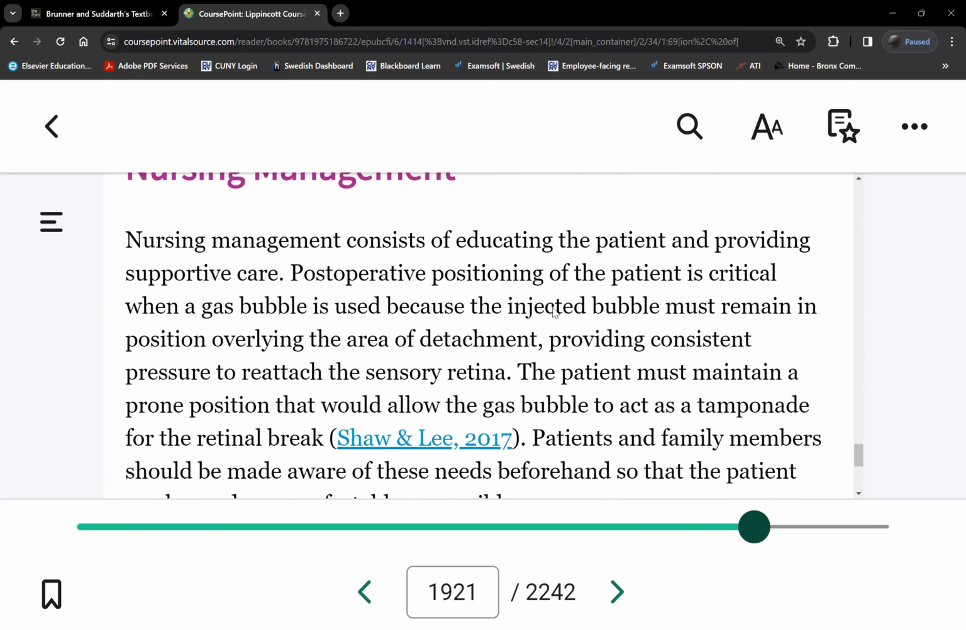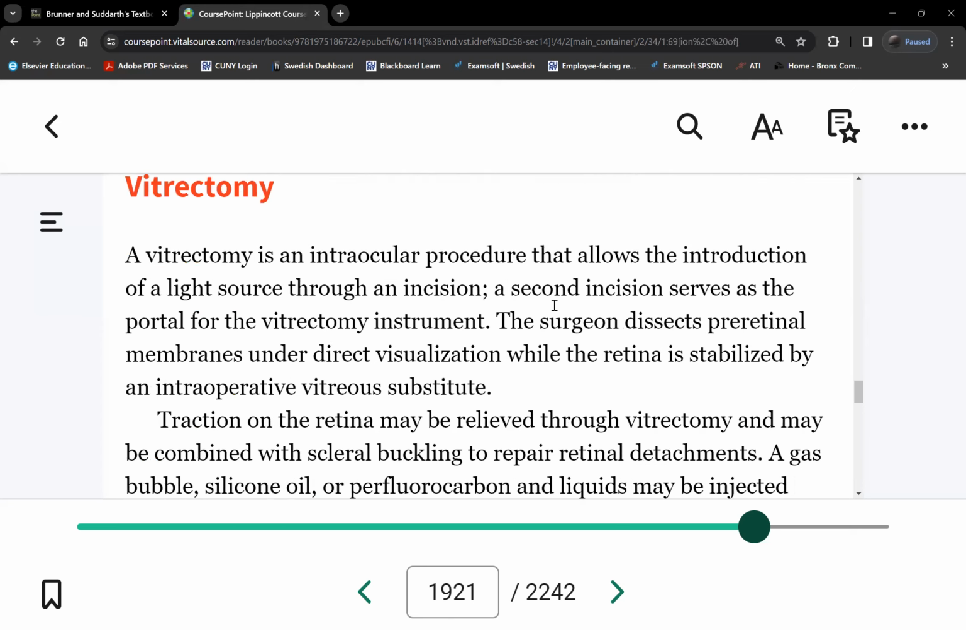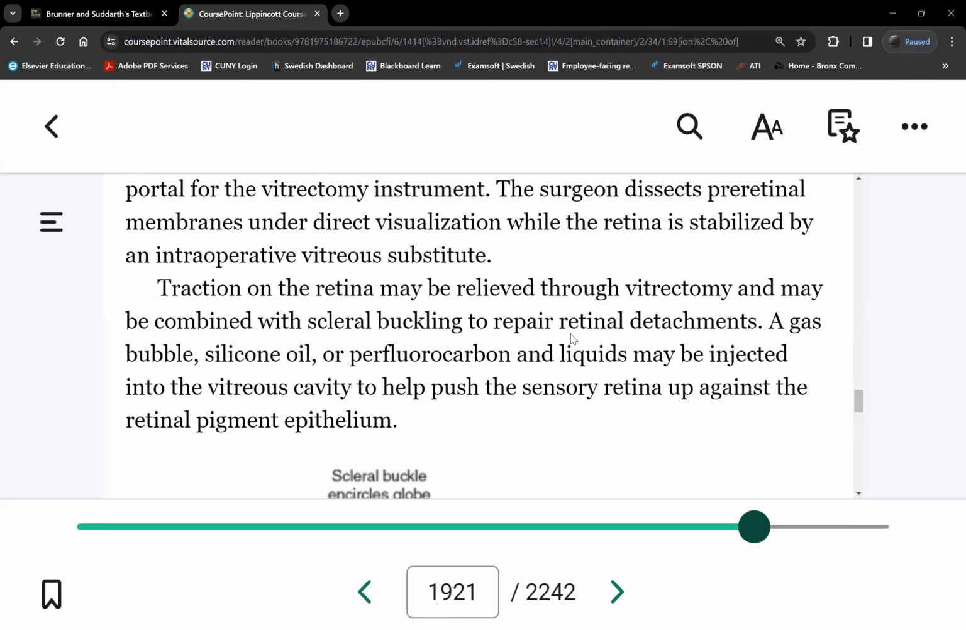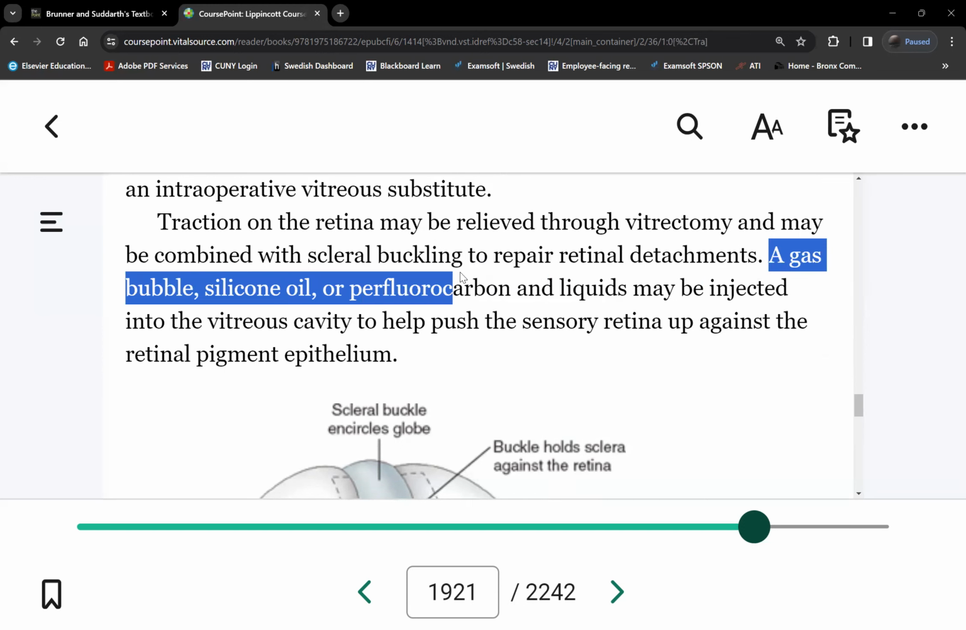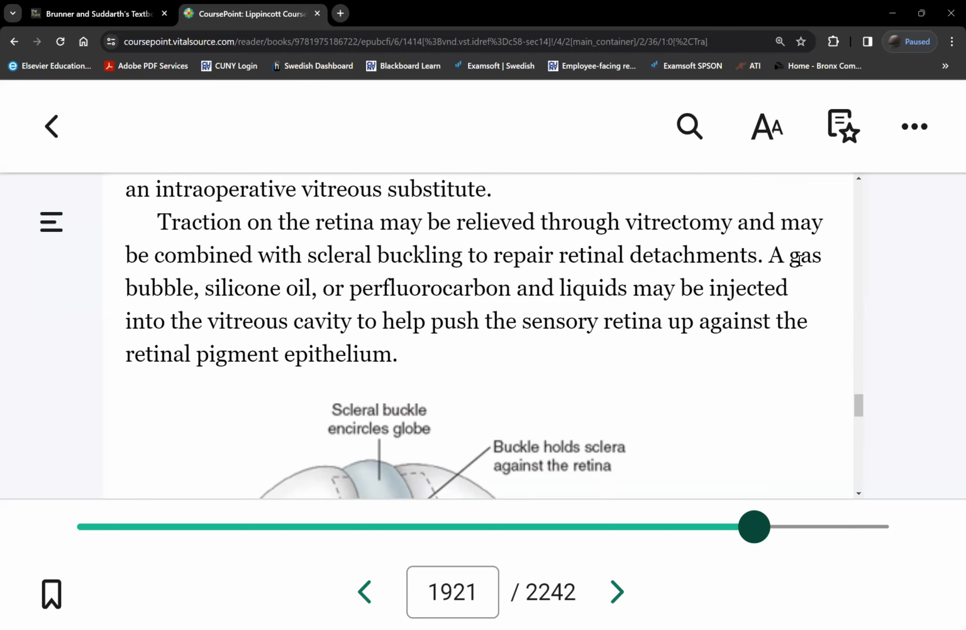So that's one procedure. The other is the vitrectomy. The option in vitrectomy is they'll put a gas bubble or a silicone oil or perfluorocarbon into the eyeball. Now, what are these going to do? These are dense matter. So this gas bubble is a dense bubble. Dense meaning not heavy, but what is the difference between dense and heavy?